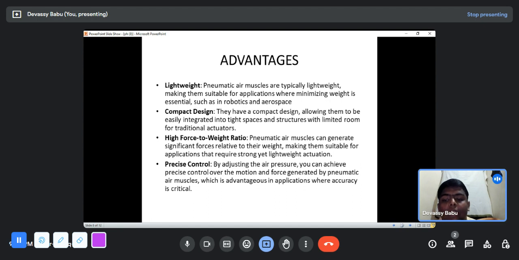High force-to-weight ratio: the pneumatic air muscles can generate significant force relative to their weight, making them suitable for applications that require strong yet lightweight actuation. Precise control: by adjusting the air pressure, you can achieve precise control over motion and force generation. This advantage applies to applications where accuracy is critical.